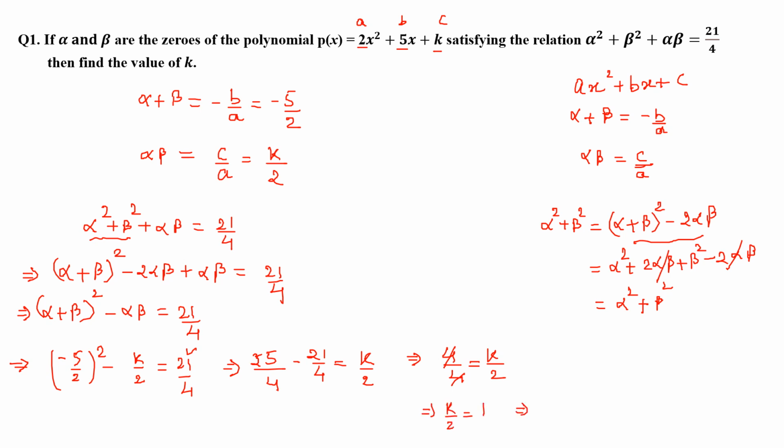So k will be equal to 1 into 2, which will give me 2 as the answer. Okay. So the value of k is 2. I hope it is clear to everyone. Now I will solve the next question.